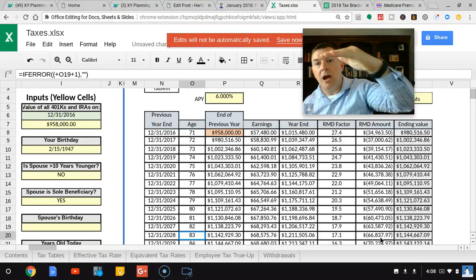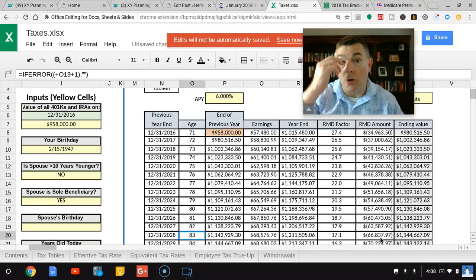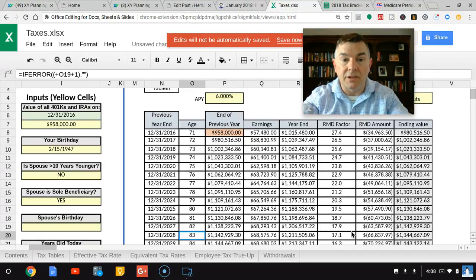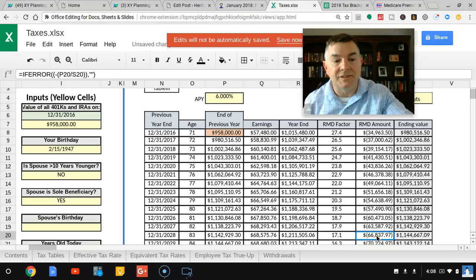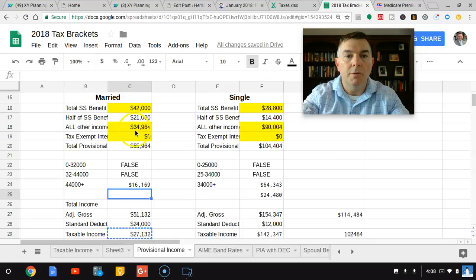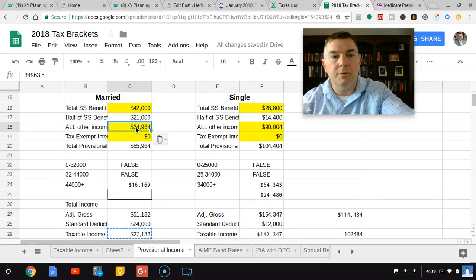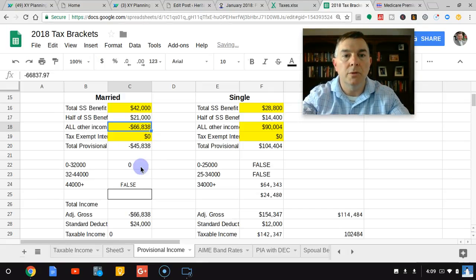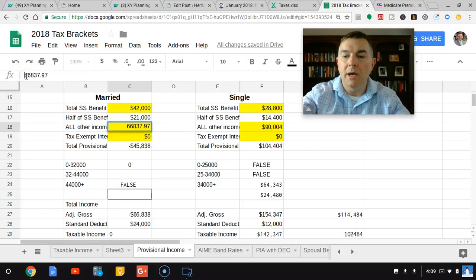Now she's at the very top and it's going to start going down because her RMDs are larger than the growth she's getting. So at age 83, she has an RMD of 66,837. We take that amount, we come back here, we put RMD of 63,837. We say to the computer that we're okay with adjusting that screen there, and we get that minus sign out.